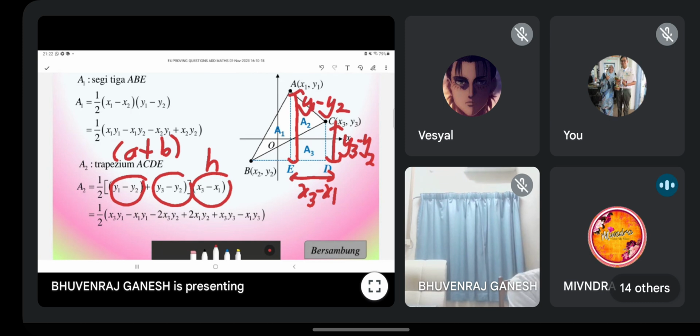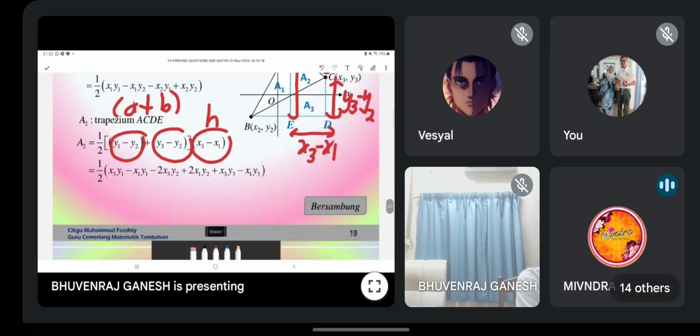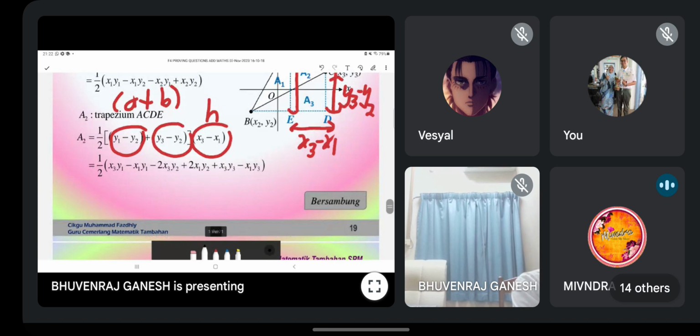Jangan darab dengan H darab dengan B. Lepas tu baru tambah dengan A, dah salah. A tambah B tambah dalam tu dulu, lepas tu baru darab dengan H. Lepas tu dah dapat, okay, ACDE.